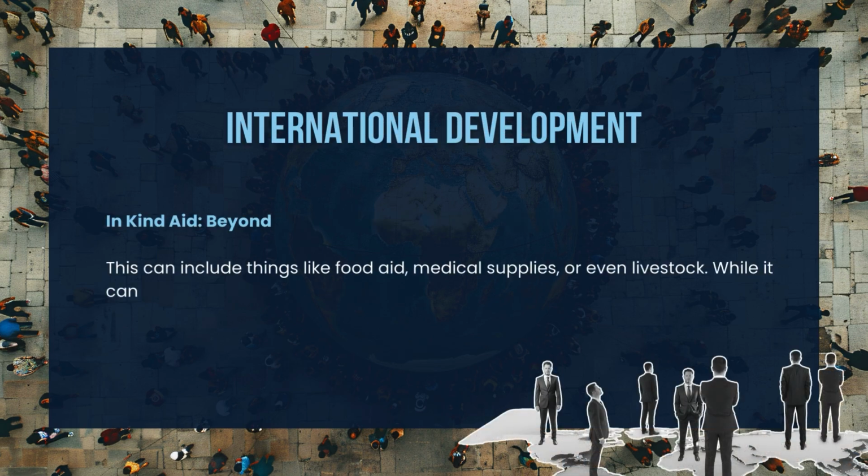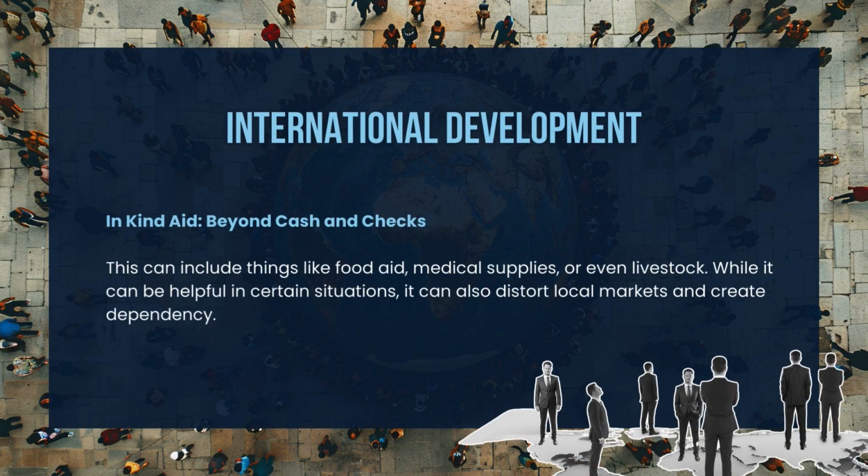In-kind aid, beyond cash and checks. This can include things like food aid, medical supplies, or even livestock. While it can be helpful in certain situations, it can also distort local markets and create dependency.